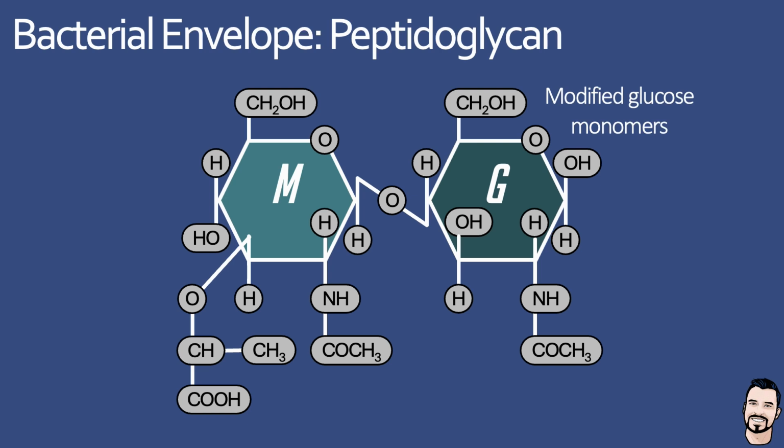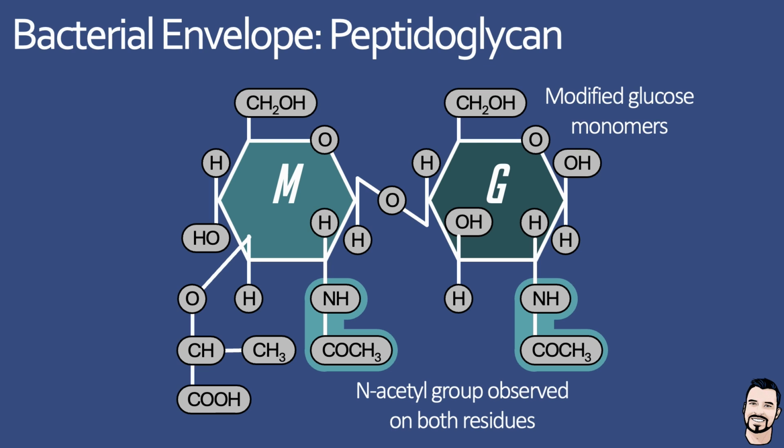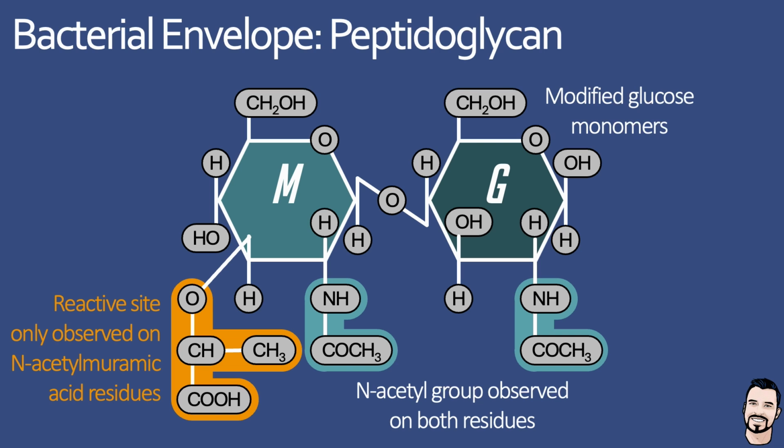At carbon number 2, the hydroxyl group we might expect in glucose is replaced by an amino group which becomes acetylated, forming the N-acetyl. Now, as you can see from the diagram, they differ significantly on carbon number 3, where we have a lactic acid group attached via an ester linkage onto the N-acetylmuramic acid sugar. And what this does is provide a reactive site to help form crosslinks. More on this in a minute.